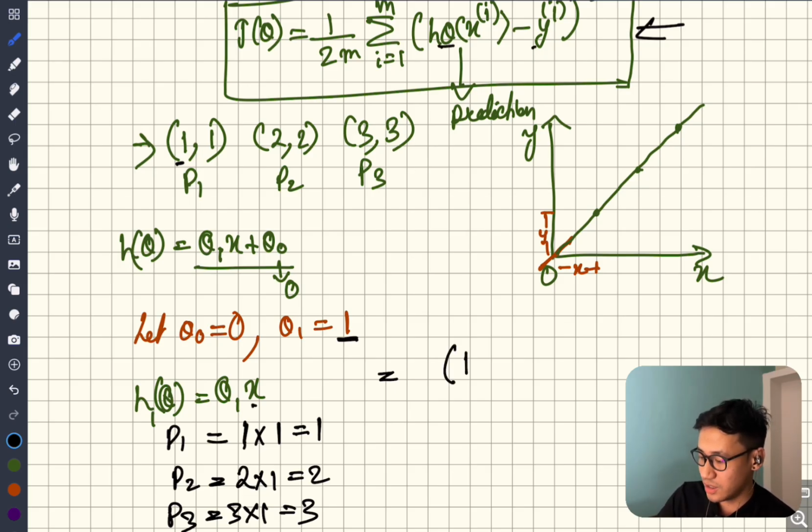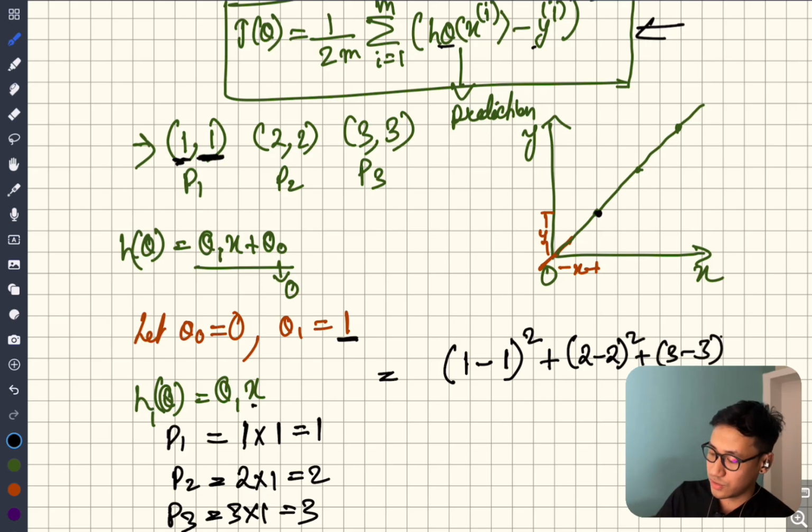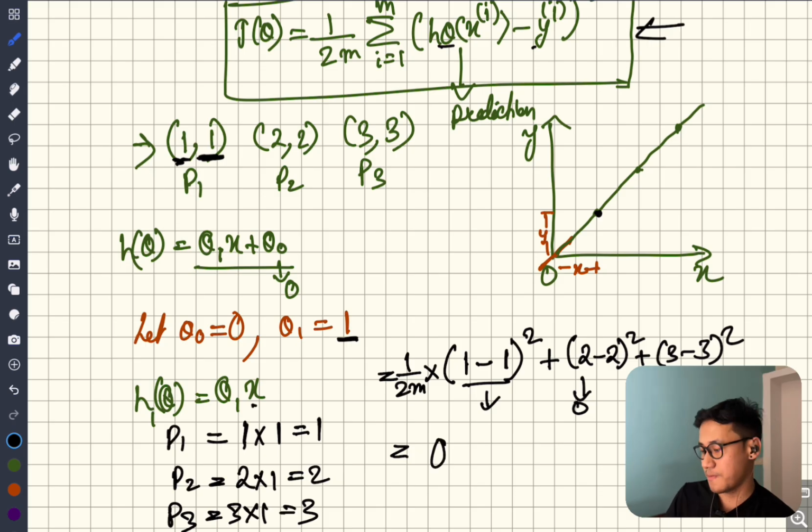Predicted is 1 and actual is also 1. Y value is 1. X is the input, y is the output. So 1 square plus 2 into 2 square plus 3 into 3 square. And don't forget 1 by 2m is also there, but the point here is it is 0, so there is no use of finding it out. Ultimately it will become 0. So my cost function here is 0.